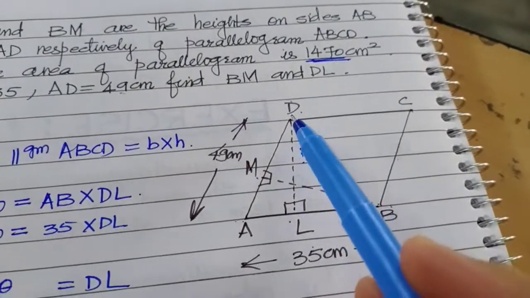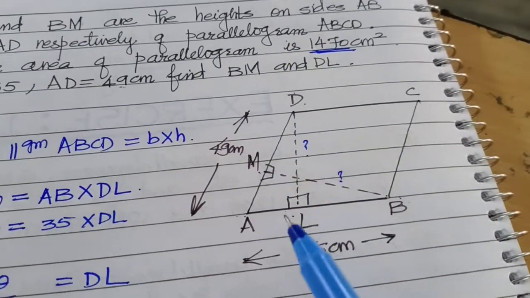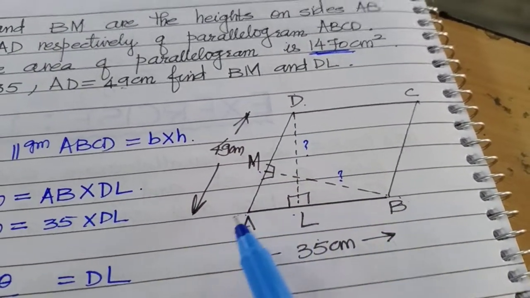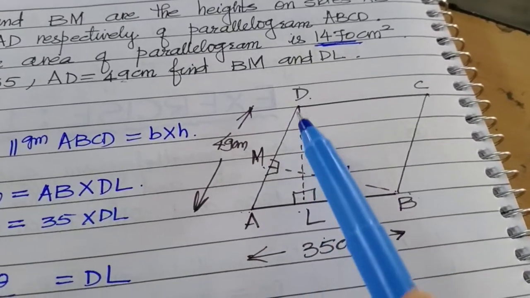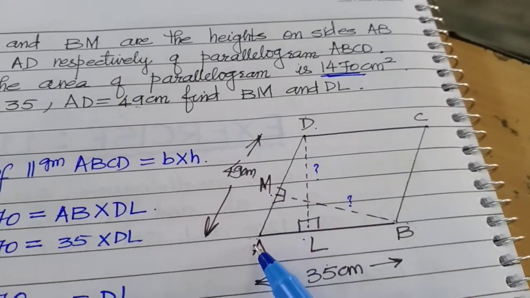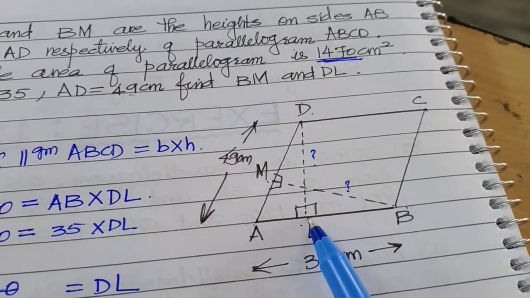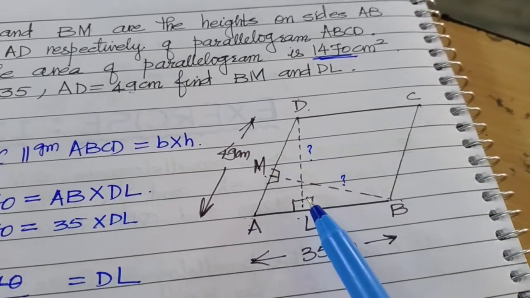In whichever side the altitude falls, that particular side is taken as base, and that altitude which is falling is taken as the altitude. Always remember this. I cannot take this as a base and this as an altitude.